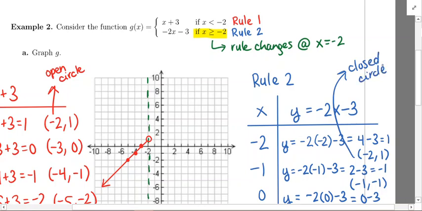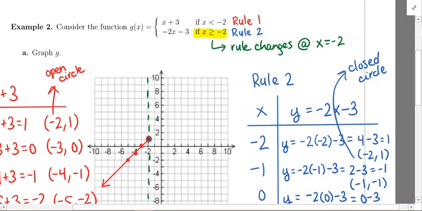Okay, so here we go. Let's plot these out. We're going to start at -2, 1. That's going to be a closed circle. Well, what do you know? When you go to -2, 1, you can see it's an open circle from rule 1. So what happens? Rule 1 says it's an open circle. Rule 2 says it's a closed circle. Well, it's not part of rule 1, but it is part of rule 2, so we're going to go ahead and close it. We're going to shade it in because of rule 2.